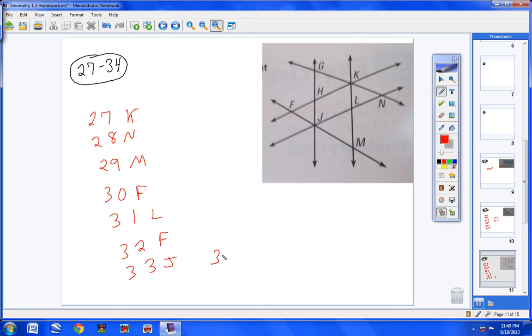And then lastly, number 34. J and F. So here's F, here's J. What other point is collinear with F and J? M is. Letter M. Guys, I told you the assignment sounded much worse than it actually is, okay? It's not that bad.